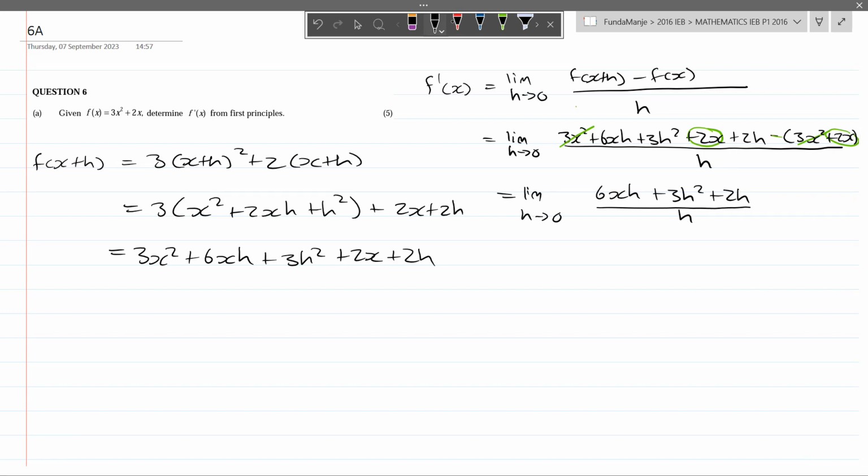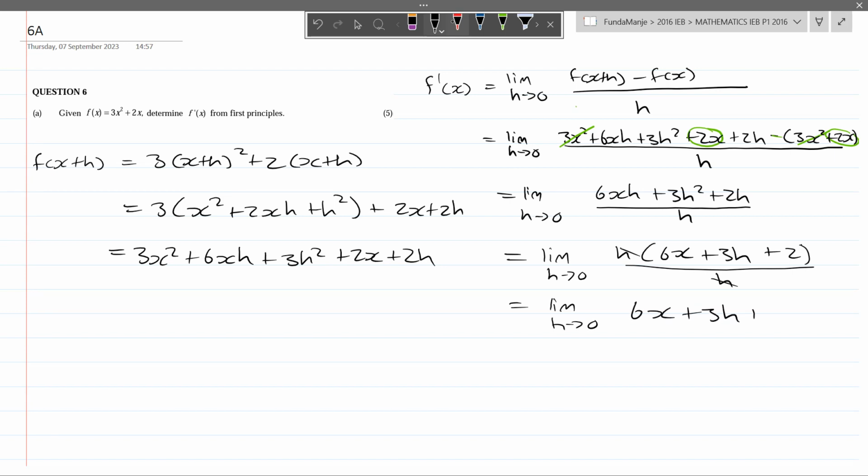And we can basically cancel the h's, so factor out h from the numerator, and we'll have h times 6x plus 3h plus 2. Then we can divide this by h, that h cancels h, and we're still taking the limit as h tends to 0, and in this one we have 6x plus 3h plus 2.